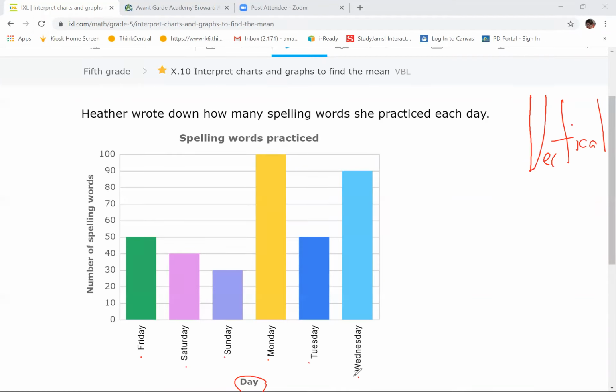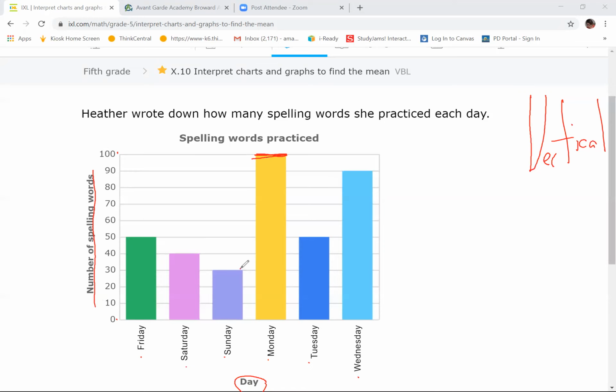Yes, she didn't practice on Thursday. Maybe she has soccer practice on Thursday. And then over here, it says the number of spelling words. We've got 0 up to 100. Look at this. On Monday, she studied 100 spelling words. She's probably getting ready for a spelling bee.